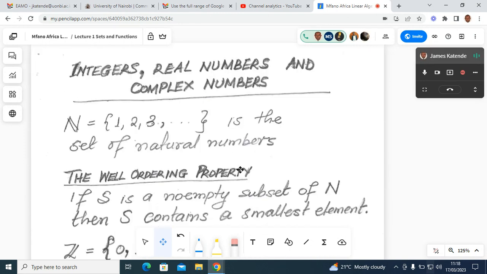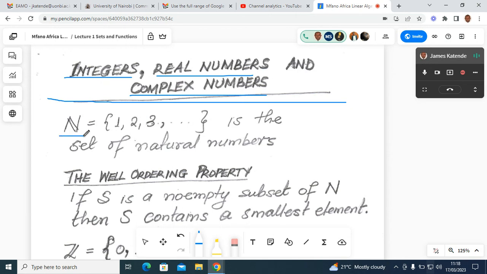So I want to wind up with a review of these number systems. I will not do details. We'll just quickly review the number systems and then we'll close the class. And next week we shall start on linear algebra proper. So here we have integers. We'll talk about real numbers and briefly mention complex numbers.